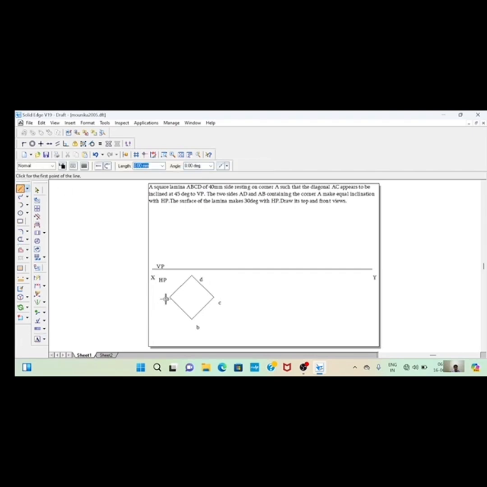Now take a text box, mark the endpoints as A, B, C, and D. Now take a normal line, join the diagonal A and C. Now take a small dimension to measure the distance of the square. Now take a normal line, project the points from A to XY line, B to XY line, C to XY line, and also D to XY line. Draw the arrow projections.